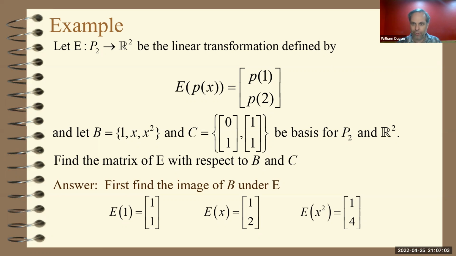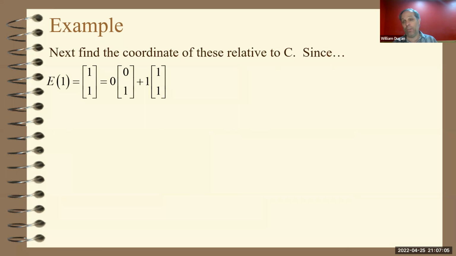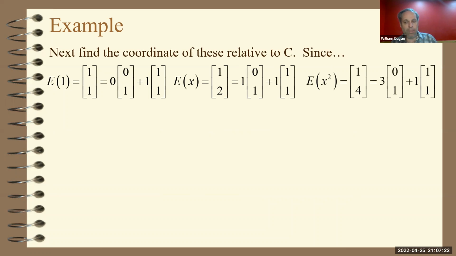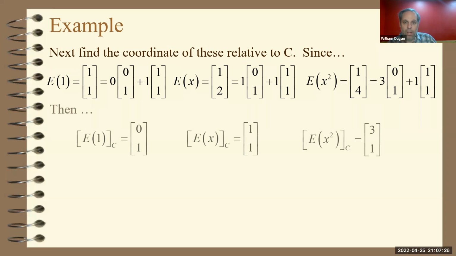That explains the vectors. Now I have to find the coordinates. So then I have to take those images and find the coordinates relative to C. So the basis C was 0, 1, 1, 1. Each of the images, I'll write them as linear combinations of those vectors. So you get that linear combination for this one, that linear combination for that one, that linear combination for that one. So then I can find the coordinates of the images relative to C. Those are the coordinates.